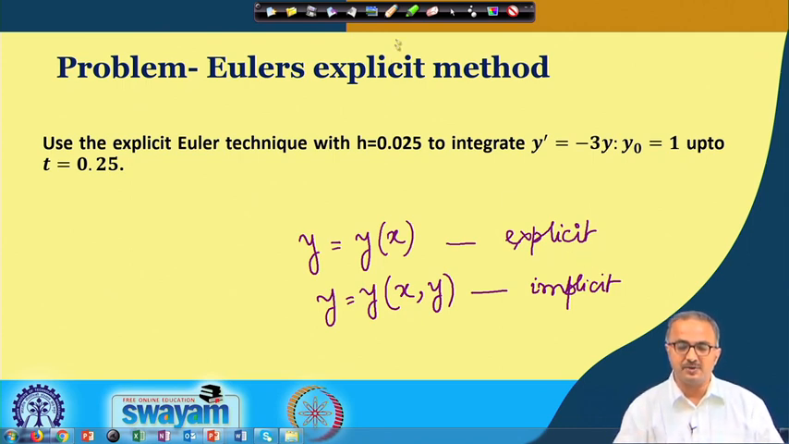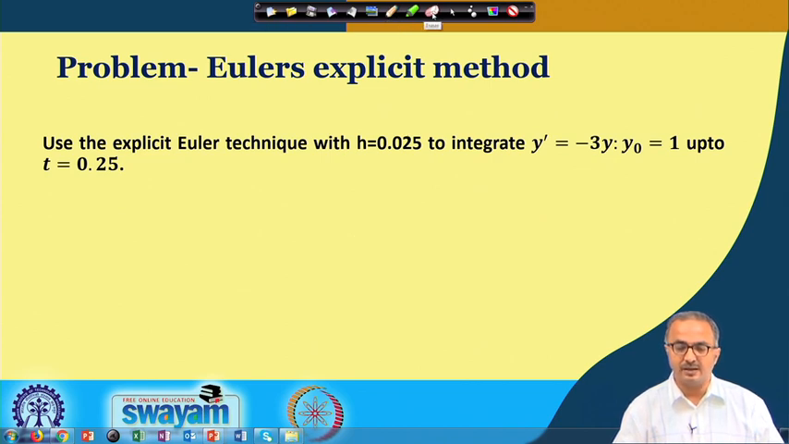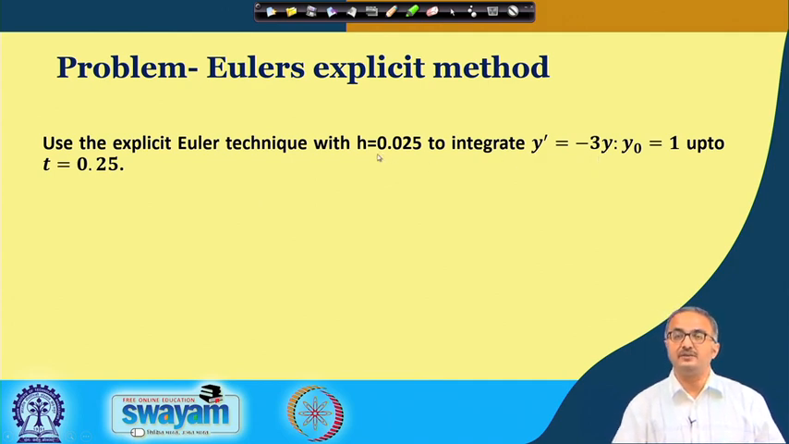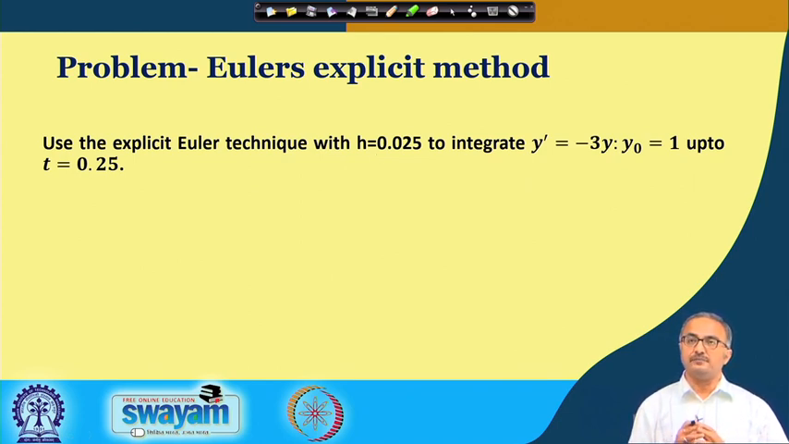So, first we shall be looking into the Euler's explicit method, and here we are taking an example that we have to solve this particular expression, y prime equal to minus 3y. Whenever we are using any kind of numerical method for solving some differential equation, we go step by step, because what we basically want is to find out the value of the variable at some particular point away from the initial value.